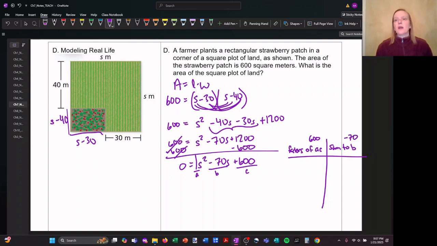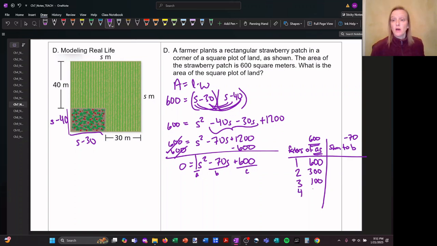This is one of those problems where both factors are going to be negative, because a negative times a negative is a positive, and the number I'm trying to multiply to is positive. But when I add the factors together, it equals a negative number. So my possible values for S are, let's see, I could do 1 times 600. I could do 2 times 300. I could do 3 times 100.